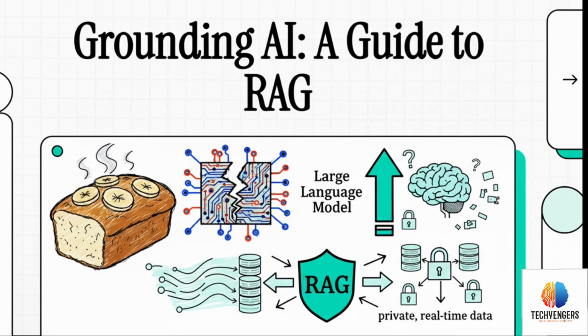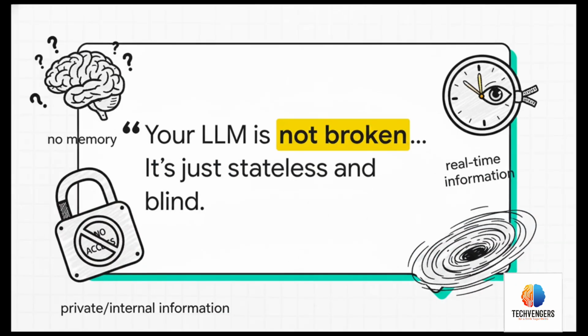Let's start with the root of the problem. This quote right here, it just hits the nail on the head. Your AI isn't dumb. The real issue is that it has absolutely no memory of your conversations, and, this is the big one, it's completely blind to your private, internal, or real-time data. It's not just operating in a vacuum, it's totally cut off from all the information that you actually care about.